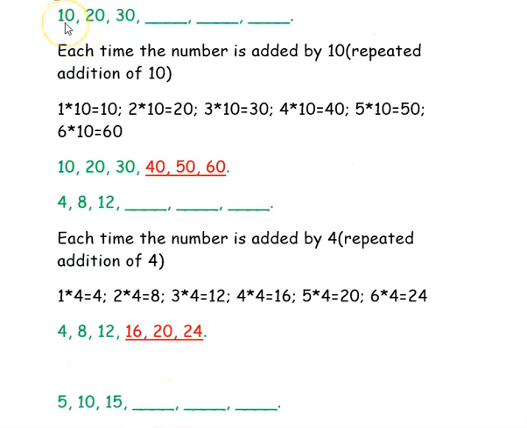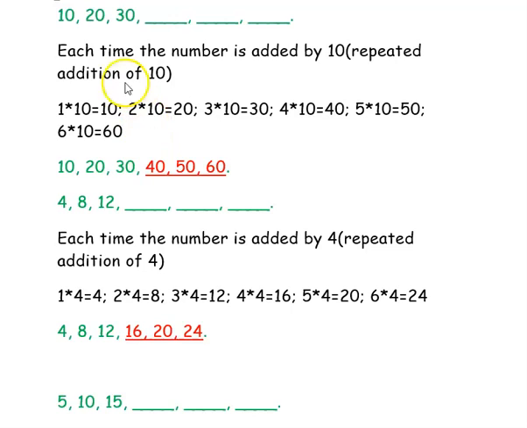The next number is given as 10, 20, 30, dash, dash, dash. So if you look here, each number is added by 10. So, it's a repeated addition of 10. So, you have to use the 10th table. Yes. So, first is 1 into 10 is 10.